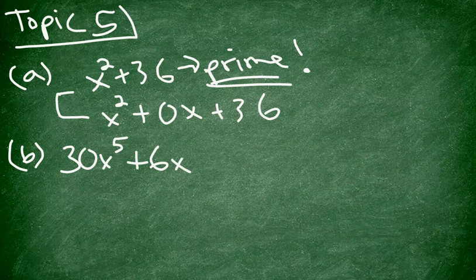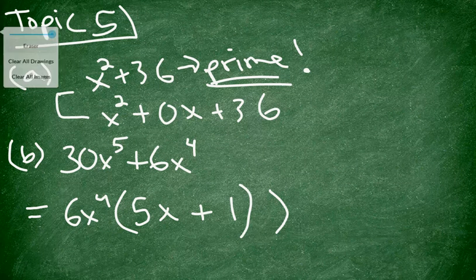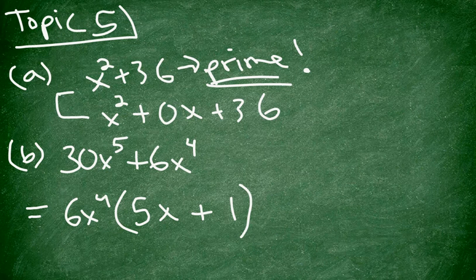Okay. All right, here is the next one. So this one, I should recognize that there is a 6x to the fourth as a GCF, right? They share 4 x's and a common factor of 6. So if I take those out, I get 5x plus 1. Okay, remember you can always distribute that back in to see, do I get back the original problem that I started with? Okay? So there's that one.